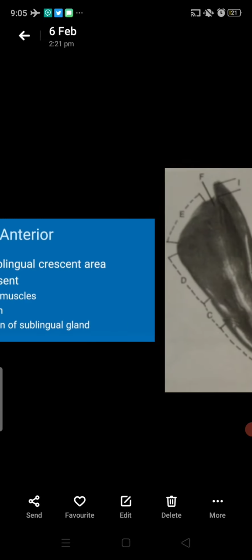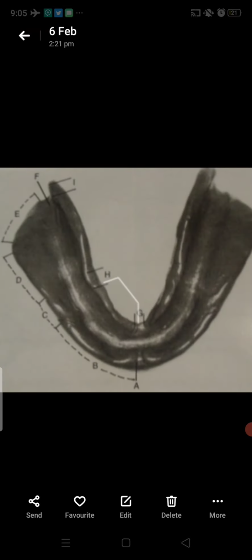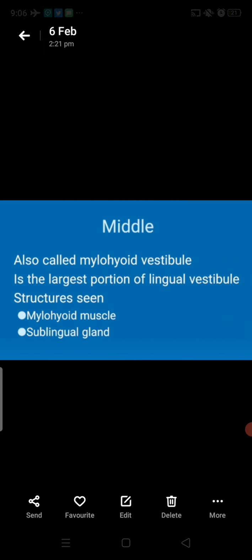Now the lingual vestibule is divided into three. First is the anterior, which is marked by the white area. This is the anterior part of the lingual vestibule. Second is the middle part. This white area is the middle part, and beyond that, posteriorly, there is the posterior part.